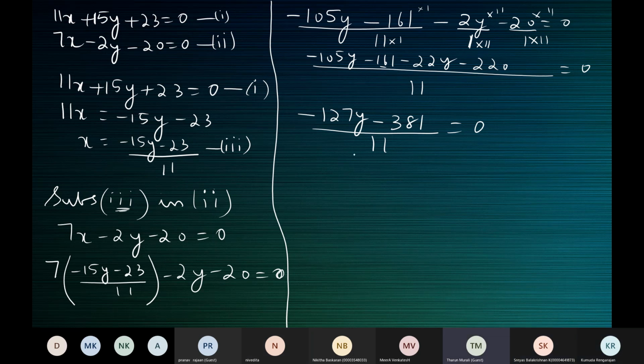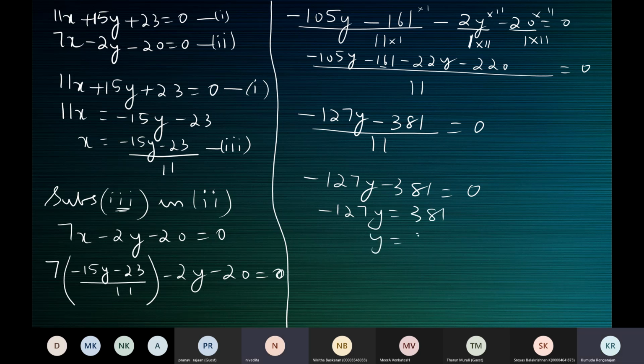11 into 0. We need to cross multiply. So minus 127y minus 381 is equal to 11 into 0, which is 0. Next. Bring 381 across. So y is equal to 381 divided by minus 127, which is minus 3.